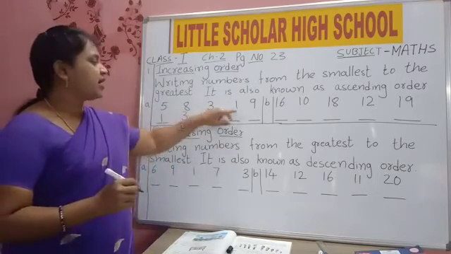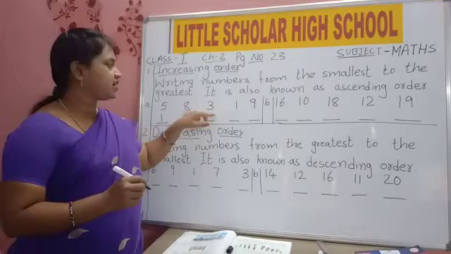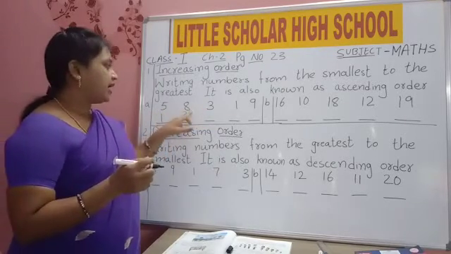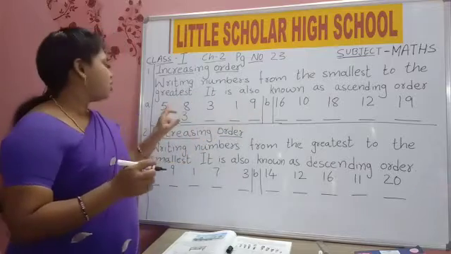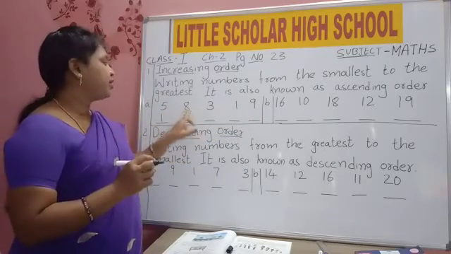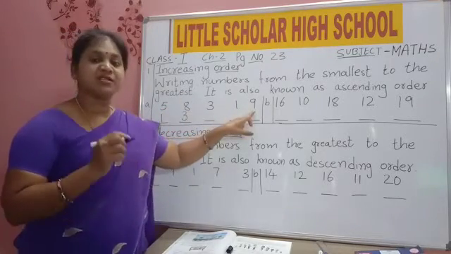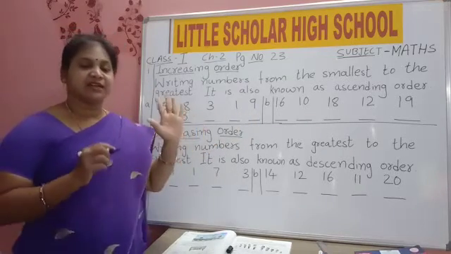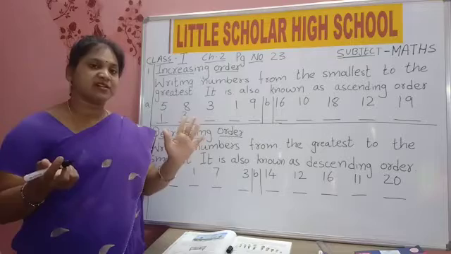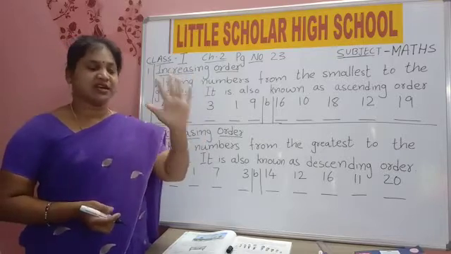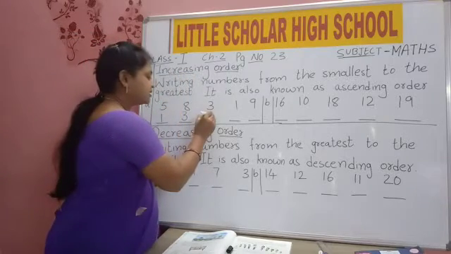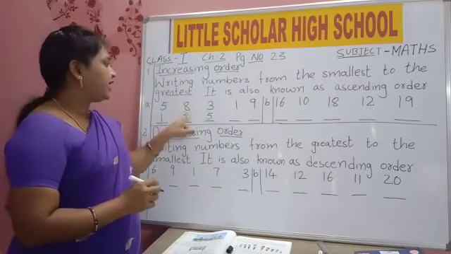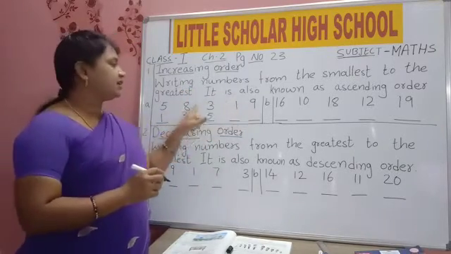Now 1 and 3 are finished, children. We should read the remaining numbers: 5, 8, 9. How many are left? 3 are left. Among these, which is less, children? 5 chocolates less, 9 chocolates less, or 8 chocolates less? 5 chocolates are less. So 5 is the next small number. Then you have 8 and 9.